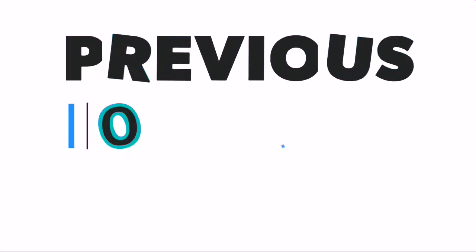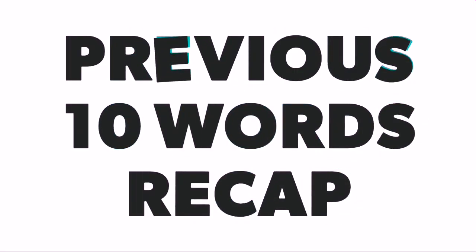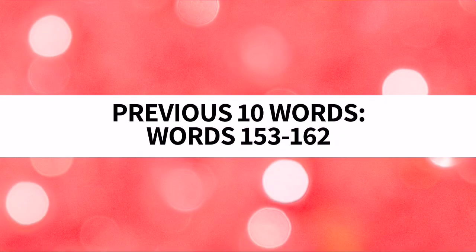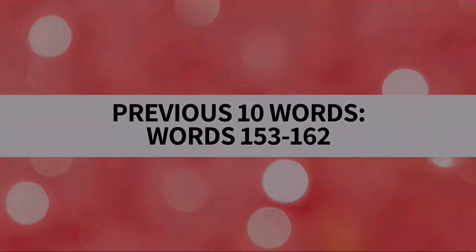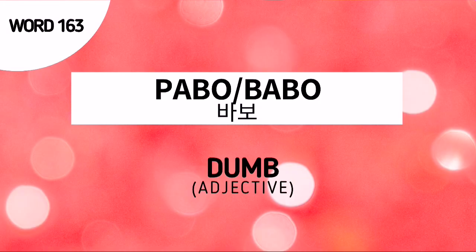Now let's proceed to the previous 10 words recap. As of now, the previous 10 words are words number 153 to 162. But don't forget our word for today, word number 163, PABO, which means dumb.